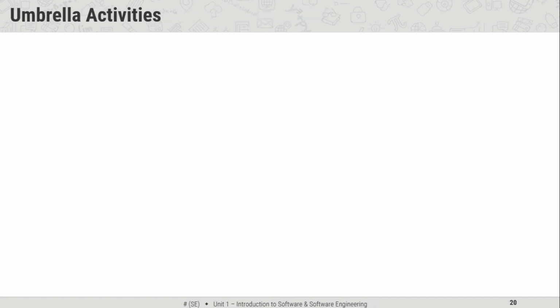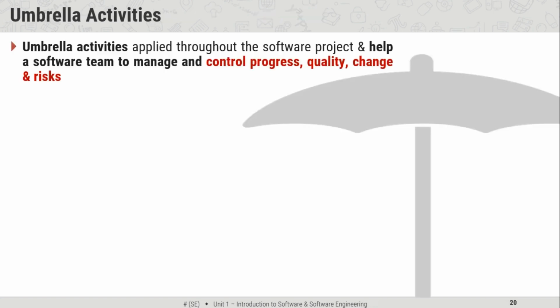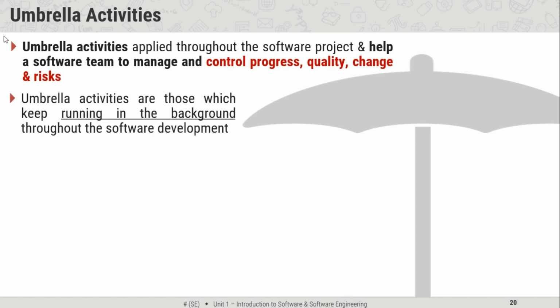The next thing is that some of the activities are hidden. Some activities are applied throughout the software project, which help the software team to manage and control progress, quality, change, and risk. But these are not visible to us, they are performed on the backend side. The umbrella activities are those which keep running in the background throughout the software development. These activities are called umbrella activities, which give support to the software.